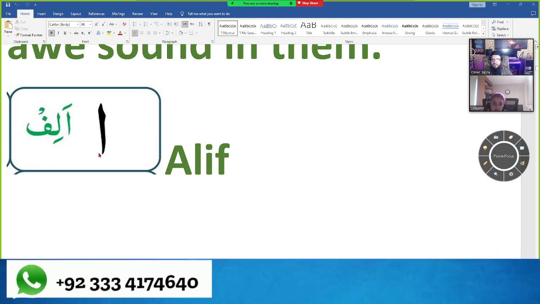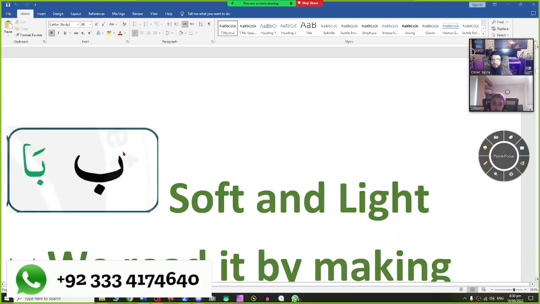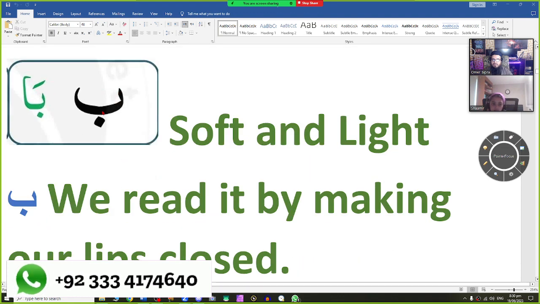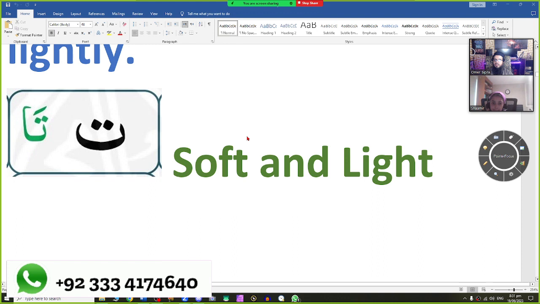Okay, this alphabet is called Alif. Say Alif. Good job. Mashallah. This one is Ba. Ba is a soft letter, which means that we don't press our lips too hard. When we are reading this alphabet, we don't use force in it. And it is a light letter. There is no aw sound in it. Got it? Good job.